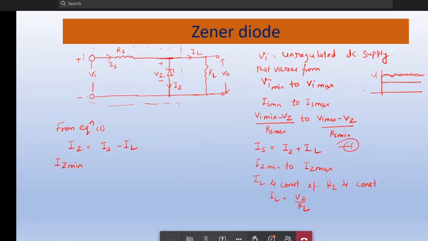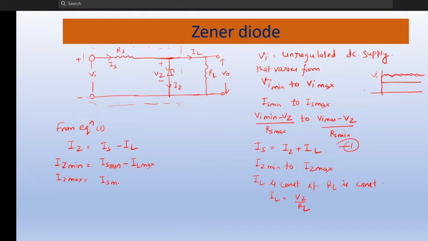अच्छा आप बताओ, if I am saying that I want a minimum current to flow in the Zener diode, so what should be the value? So it should be IS minimum and IL maximum, right. Similarly, IZ max क्या हो जाएगा? IS maximum minus IL minimum.